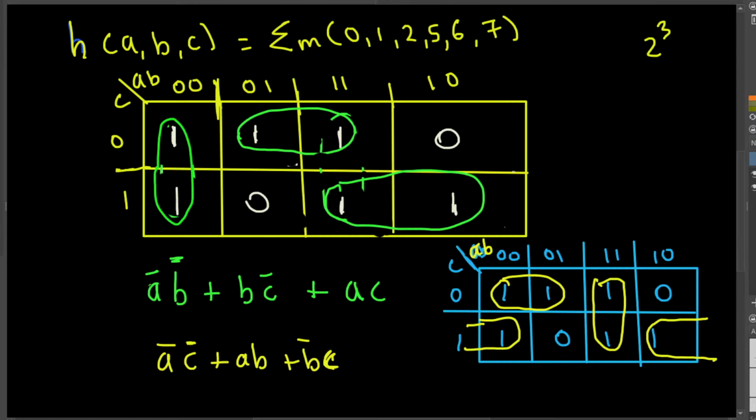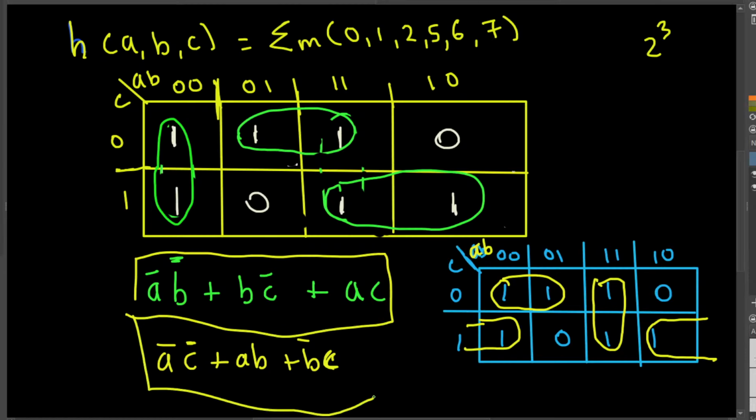Okay, you can see we are getting two different expressions. We have this expression and this expression. Which one is right? The answer is both of them are right, because you can have multiple different answers for a sum of product expression. So this is one way to answer it, this is another way to answer it. Both of them are right.